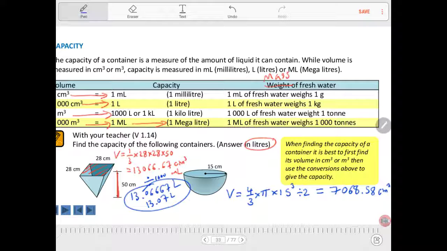What do we do next? That's right, we need to divide this by 1,000 to put it into litres. That's what they want. If this was asked for in millilitres, we're pretty much done. We just write down the same number with millilitres for the units. But they want litres. So it's 7.06858 litres. Or you could say 7.07. Go ahead and try some capacity questions on your own now.